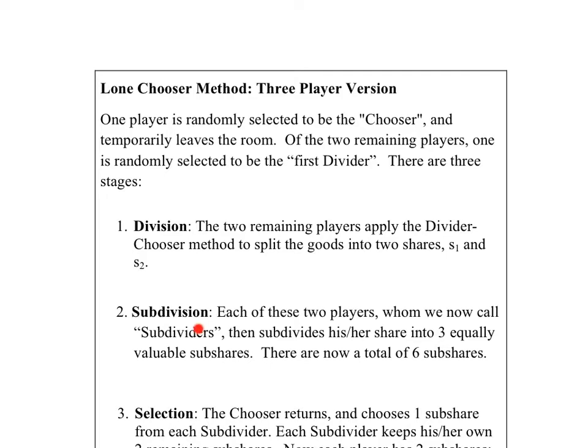In the second stage, subdivision, each of those 2 players, whom we now call subdividers, then subdivides his or her share into 3 equally valuable subshares. So 1 subdivider is subdividing his own share into 3 equally valuable subshares according to him, and the other subdivider is subdividing her share into 3 equally valuable subshares according to her. So as in the picture we saw on the previous slide, there are now a total of 6 subshares.